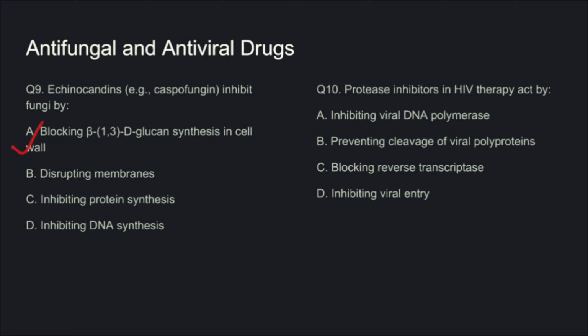Now question number 10. Protease inhibitors in HIV therapy act by: A. Inhibiting viral DNA polymerase, B. Preventing cleavage of viral polyproteins, C. Blocking reverse transcriptase, D. Inhibiting viral entry. Correct answer is option B, preventing cleavage of viral polyproteins. Protease inhibitors prevent the maturation of the viral proteins, producing a non-infectious virion.